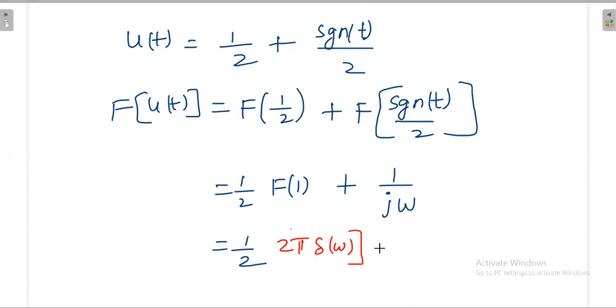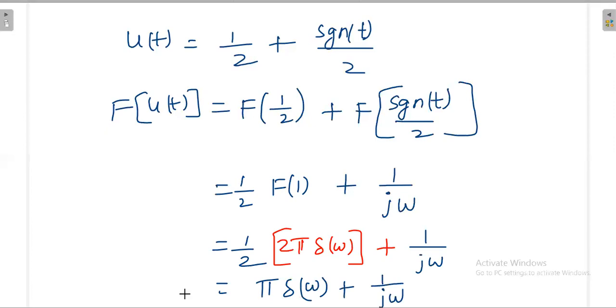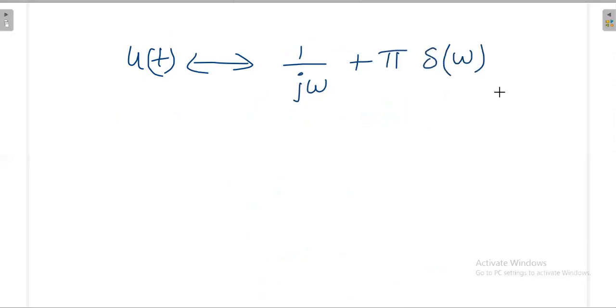This is something new to you. I will explain how the Fourier transform of 1 is 2 pi del omega in the next problem. So then finally, what is the answer? The 2 cancels: pi del omega plus 1 by j omega. So for a step signal, this is the Fourier transform: 1 by j omega plus pi del omega.